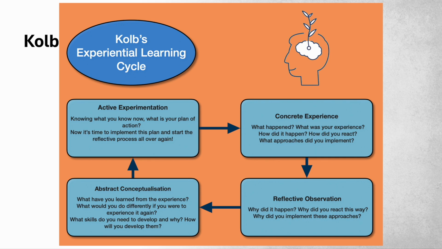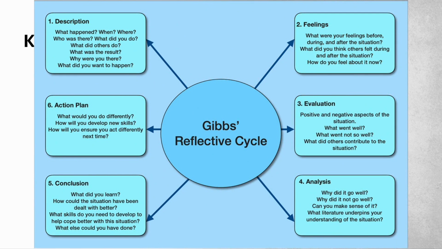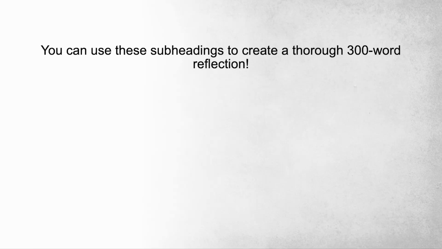Gibbs breaks it down in a little bit more detail than that. He starts with descriptions of what happened and moves to feelings. What did you feel during that? Then he moves to the evaluation. What were the positive and negative aspects of the situation? And the analysis, what went well and why, what went not so well and why. Then to the conclusion, what did you learn? And finally, the action plan. What are you now going to do moving forward? You can use them to create subheadings to create a really thorough 300-word reflection.